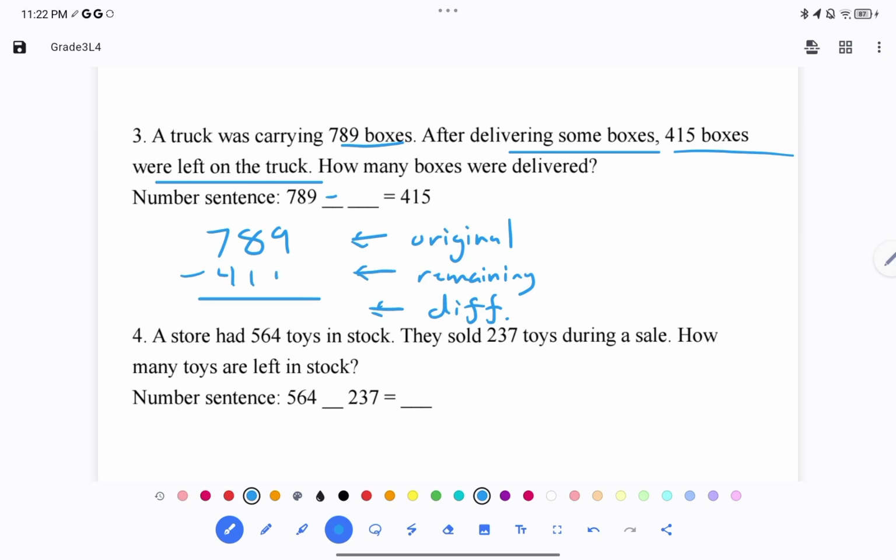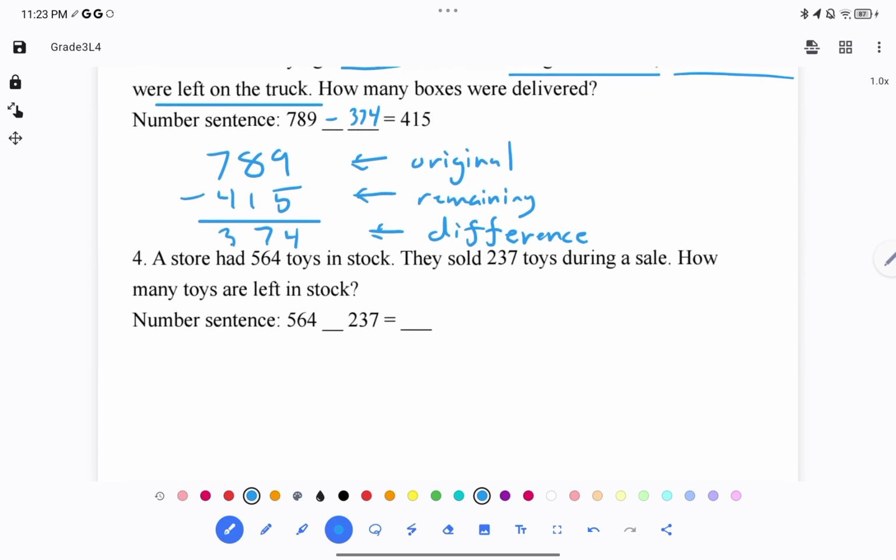So let me just spell the entirety of the word out. Difference. So let's see, 4, 9, 7, 3. So that means that we have a difference of 374 boxes from the original 789. So we can just subtract this difference, 374, and that's our final expression, or number sentence, as these people put it.